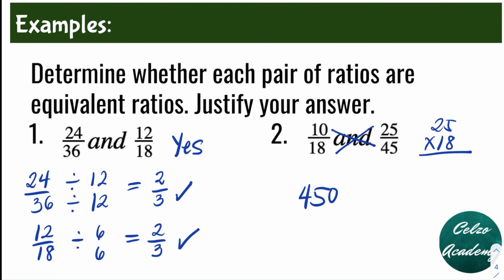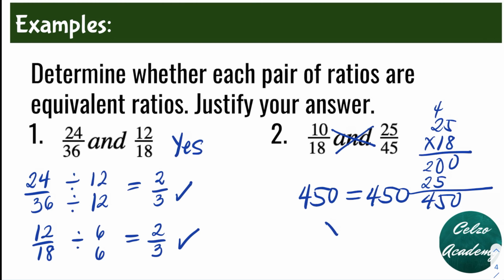8 times 5 is 40, so carry 4. 8 times 2, 16, plus 4, 20. We multiply 25 by 1, so we have 25. And that is 450. Since the cross products are equal, this means that these two fractions or ratios are also proportional. So again, the second method is by using cross products. If the cross products are equal, this means that the two ratios are equivalent.